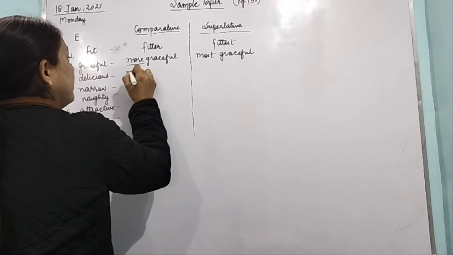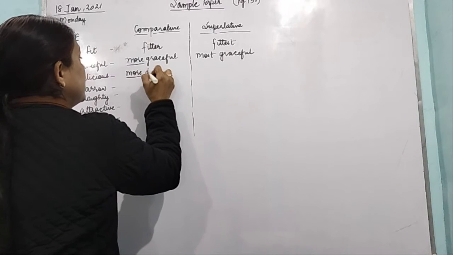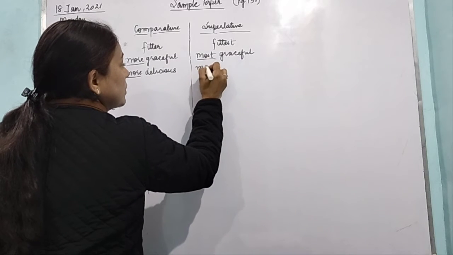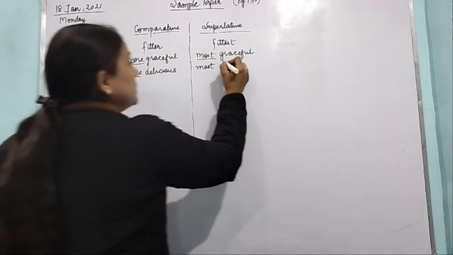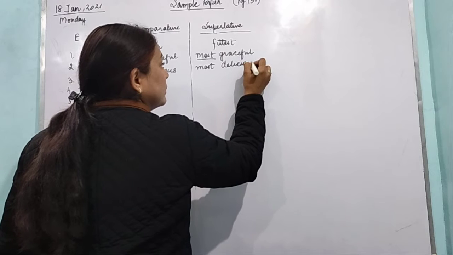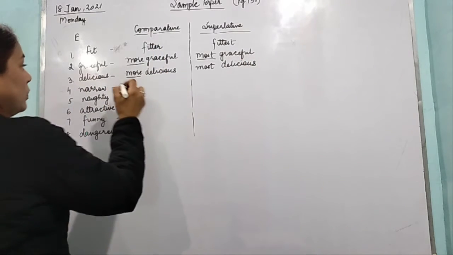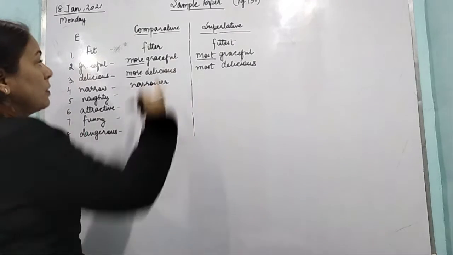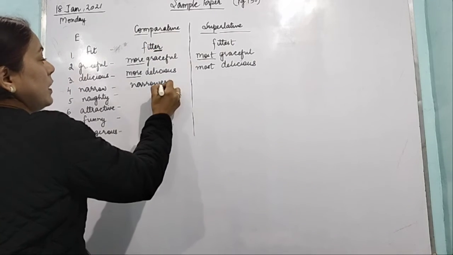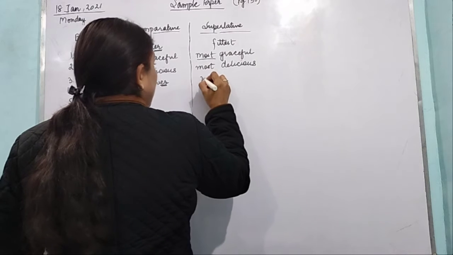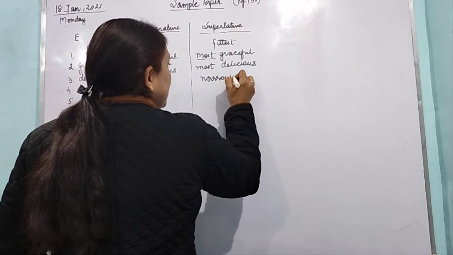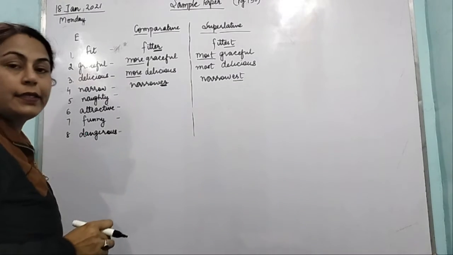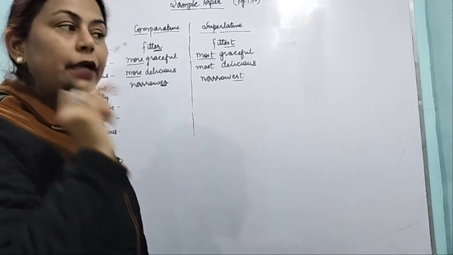Delicious. Again we will add more. And here we will write most. Same, delicious. Narrow, narrow. Because in comparative we use er at the end. Narrower. Narrowest. In the superlative degree we add est, and in comparative degree at the end we add er.